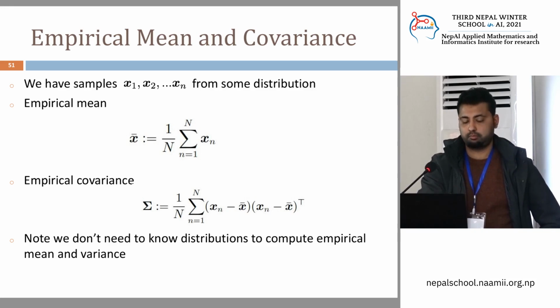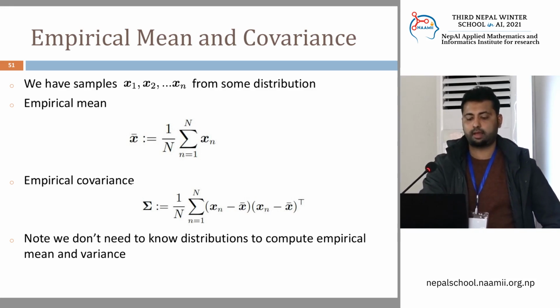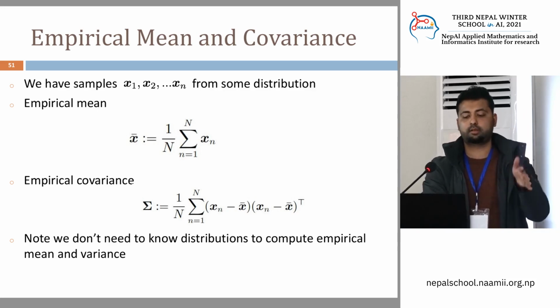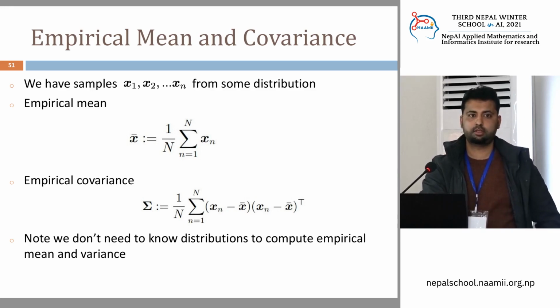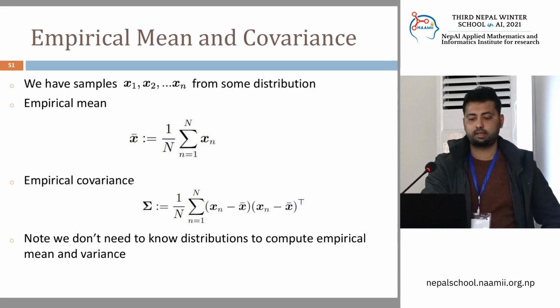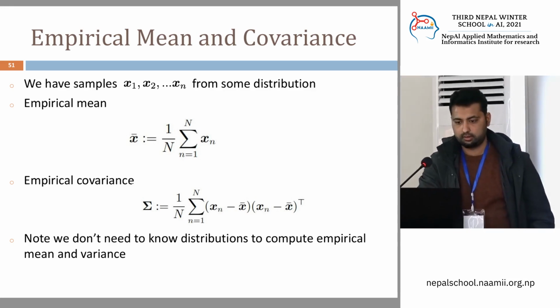Empirical mean means you want to find the mean, you are familiar with it. For the covariance, you need to compute x minus x bar times x minus x bar transpose, which gives you an empirical covariance. Because this is a column vector and this is a row vector because of the transpose, you get a column by row, which is a matrix, and then you sum it over all the n. So this is a matrix of size d by d.